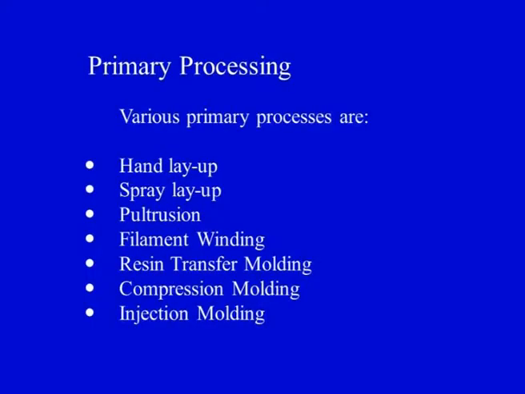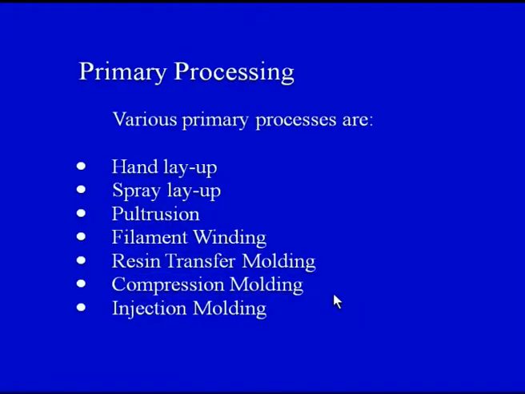Various types of primary processing techniques are able to generate the shape of the polymer matrix composite or fiber reinforced plastic. Now, what are these processes? Some of them are on your screen. We can use a hand layup process, spray layup process, pultrusion, filament winding, resin transfer molding, compression molding, and injection molding. So, there are at least 6 to 7 processes on the screen.